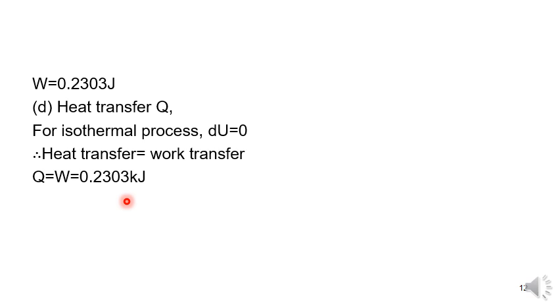After that, what they asked last is the heat transferred. Heat transferred is nothing but dQ. For the isothermal process the internal energy change dU is 0. So heat transfer is equal to work transfer, so Q is equal to W, 0.2303 kilojoules. So this is another problem. We move to the next problem.